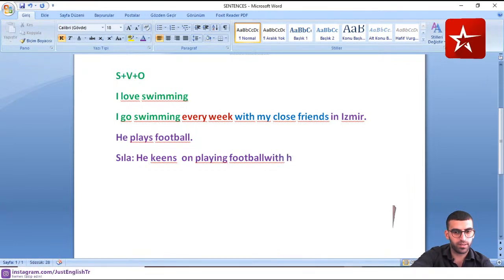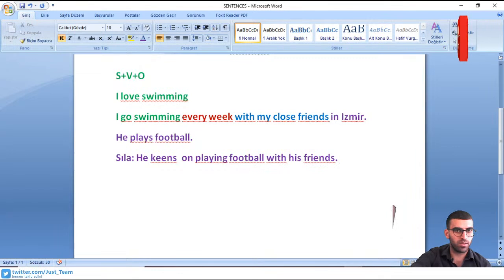With his friends. Okay, this sentence is good. This sentence is really good. In Istanbul. Sıla says in Istanbul. Yes. He keeps on playing football with his friends in Istanbul, but Sıla, you forgot something.